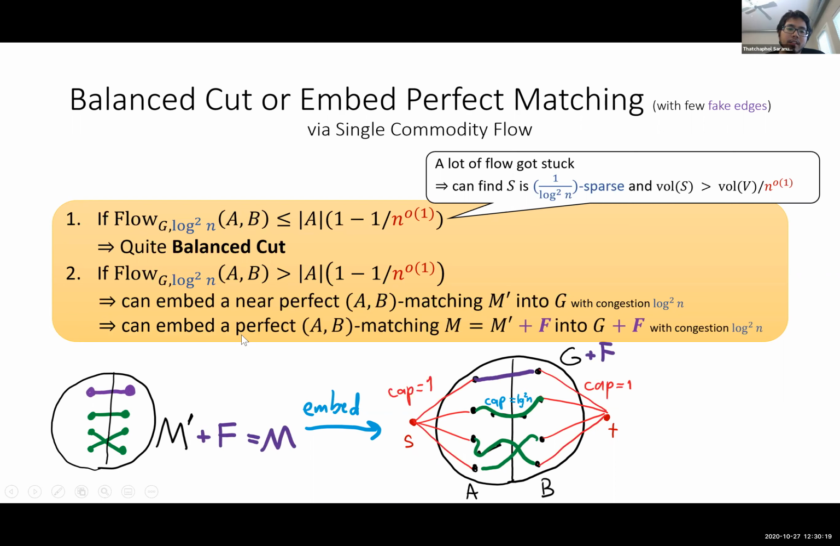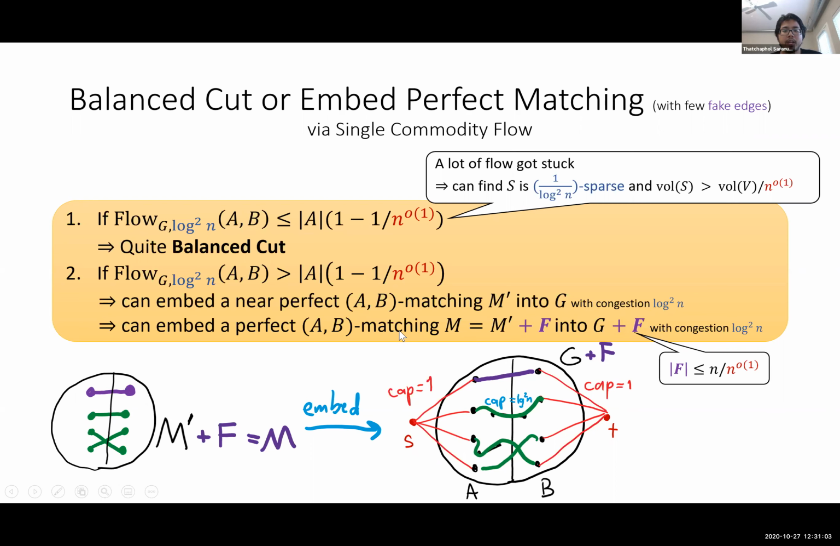Even more, we can also say that actually you can embed a perfect matching M by adding some fake edges here so that M prime becomes perfect. You can embed a perfect matching M if you just add the same fake edges into G. For each purple edge, you can just embed it into this purple edge. You just add this purple edge in G. So you can embed perfect matching M into G by adding some small number of fake edges. Note that these fake edges must be small because M prime is near perfect. So F must be small.